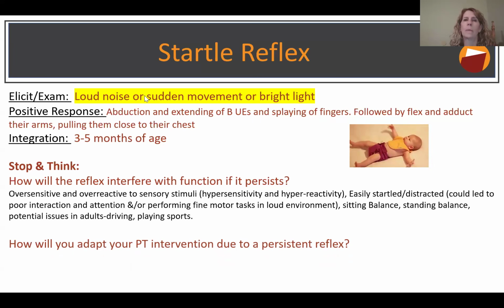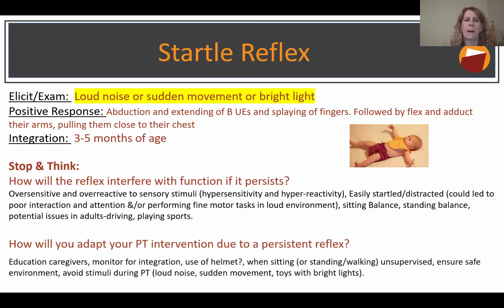Yeah. So I'm going to have them in a private room that's quiet. I'm not going to have a lot of toys with bright lights going off or loud noises, right? Mom and I are going to talk quietly, all of that. Hopefully the reflex will integrate, but I'm thinking about the environment because I'm trying to get other things done. I'm trying to teach them these skills and because they have cerebral palsy, I don't want this startle reflex interfering all the time.